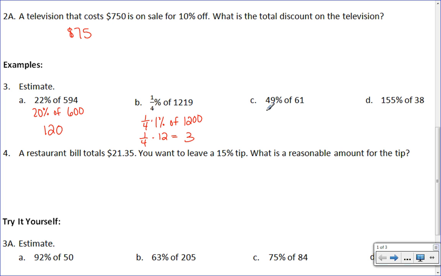Okay, for C, 49% is very close to 50%, and 61 is very close to 60. So then 50% of 60, remember you're thinking half of 60 is 30.